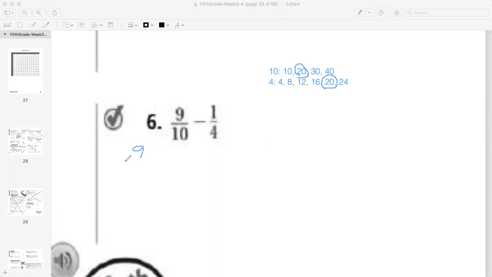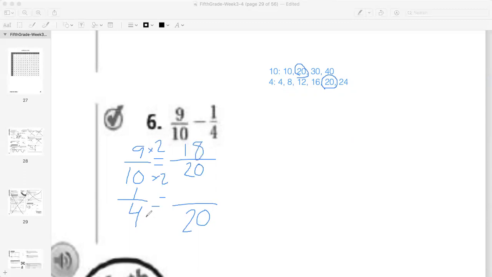So I would write 9/10 and our 1/4. And this would give us our new denominator being 20. We know it's a multiple of both. 10 times 2 gives us 20. So I multiply by 2 up top as well. 9 times 2 is 18. And then 4 times 5 is 20. So 1 times 5 gives me 5.